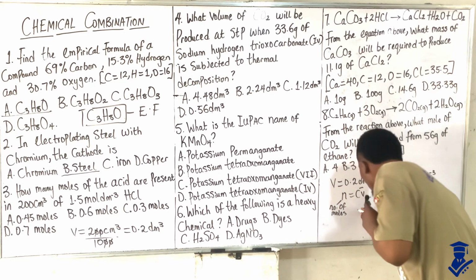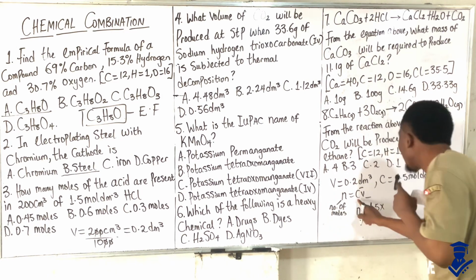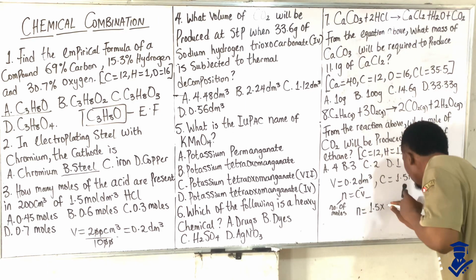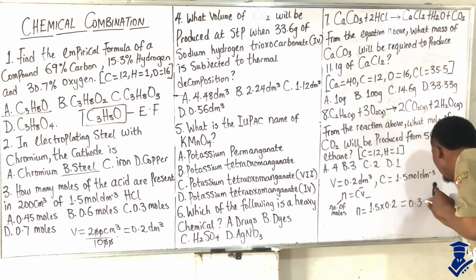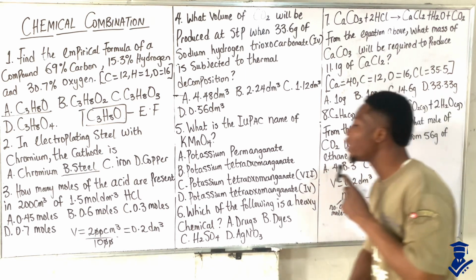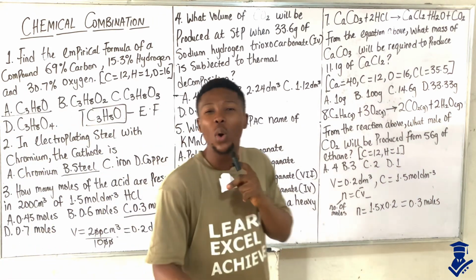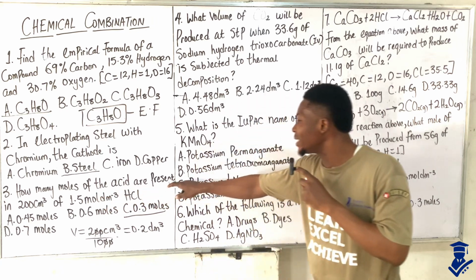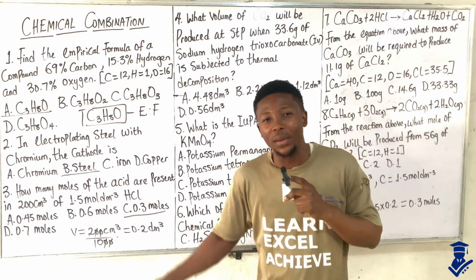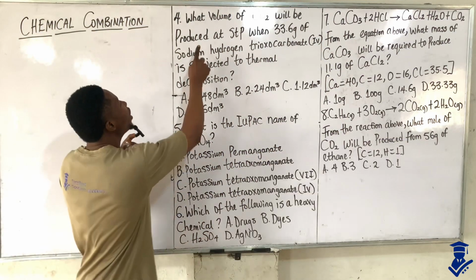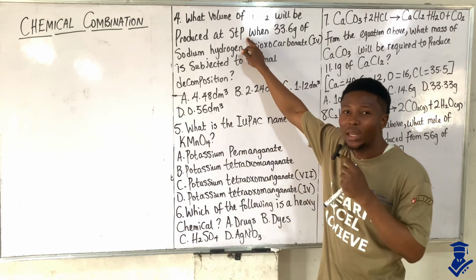So the number of moles is simply the concentration, 1.5, multiplied by the volume, which we've converted to dm³, 0.2, and this is going to be 0.3 moles. Meaning that option C is our answer. The moles of the acid present in 200 cm³ of this concentration is 0.3 moles.